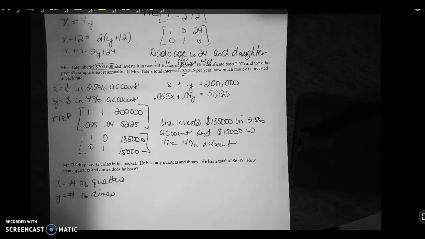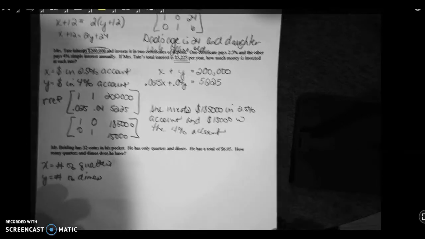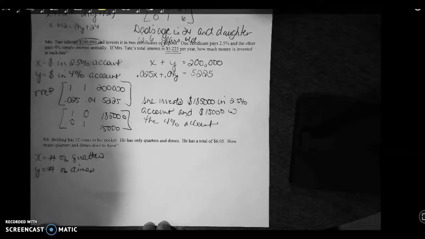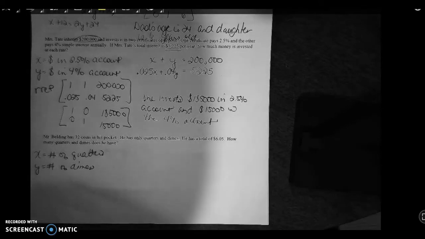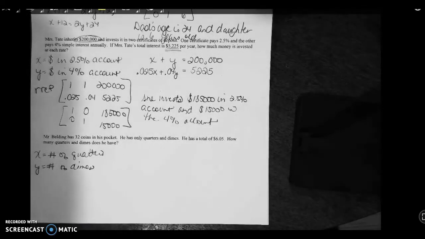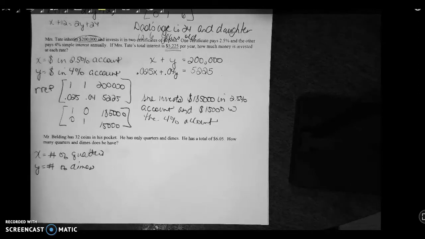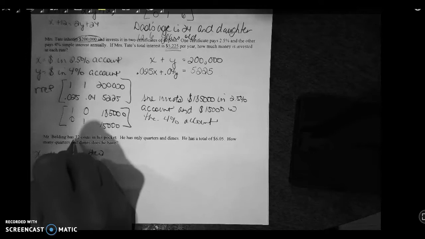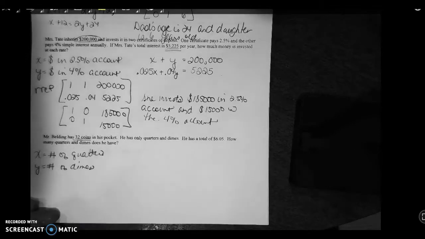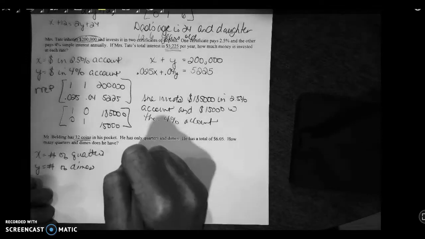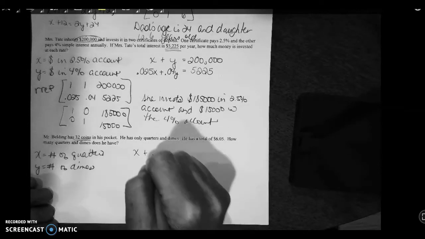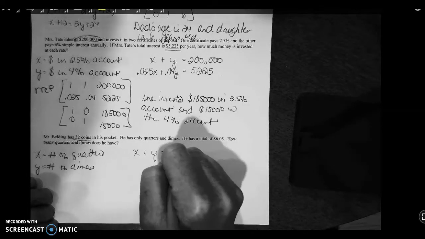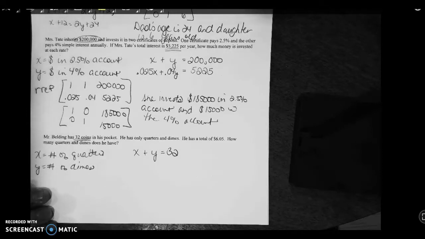Alright, as I look at the next one, it says Mr. Belding, bonus points for who knows whoever Mr. Belding is, has 32 coins in his pocket. He has only dimes and quarters, but he has a total of $6.05. How many quarters and dimes does he have? So we have two variables here, and just kind of go sentence by sentence. So first off, I know how many coins he has in total. The number of quarters plus the number of dimes has to equal 32.